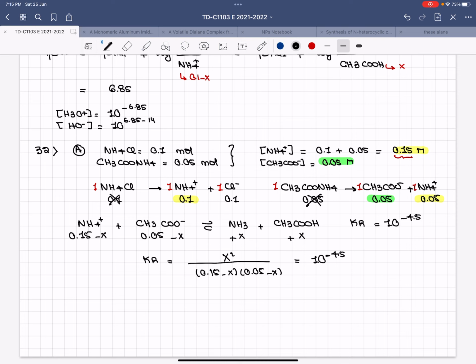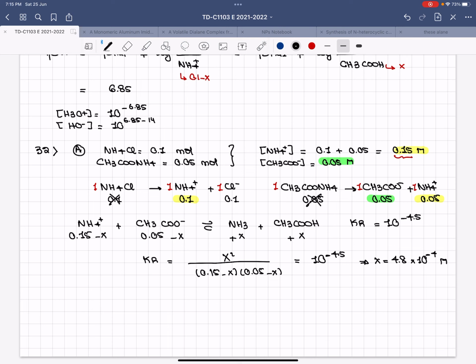Find x. Very simple. I think your x will be around 4.9, 4.8 times. Okay, one number is not enough. Take three numbers after the point, that's better. Times 10 to the power negative 4 molar.